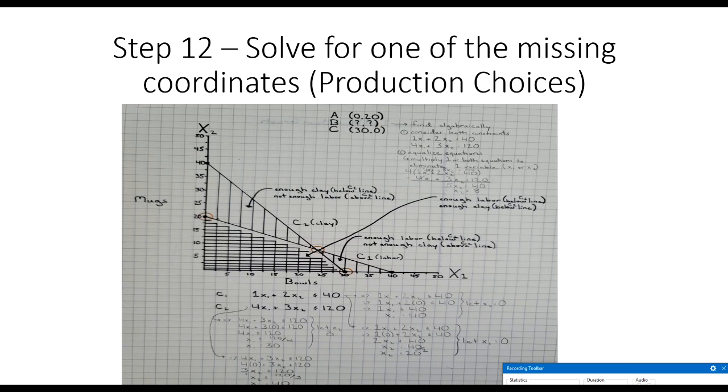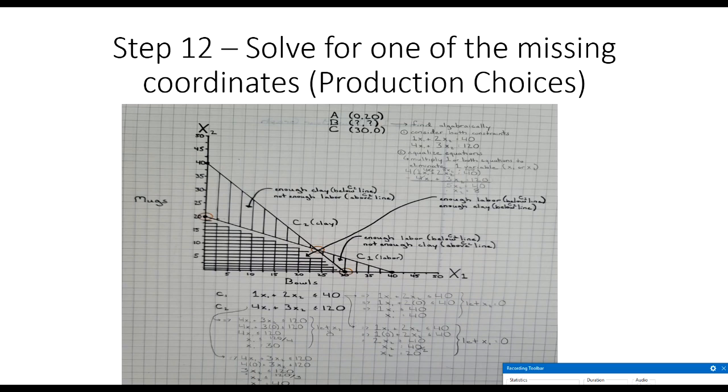That's what I've done here. 4 times 1 is 4x1. 4 times 2x2 is 8x2. 4 times 40 is 160. Now I subtract. 4x1 minus 4x1 is 0.